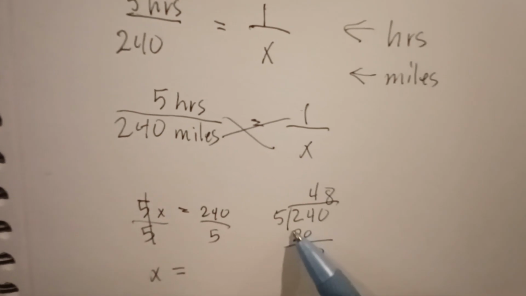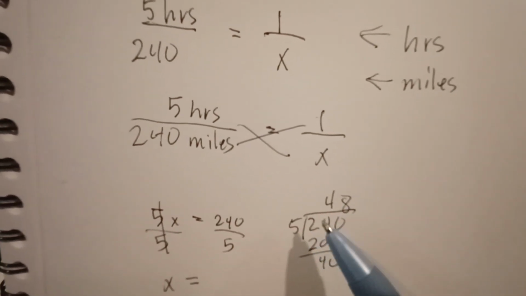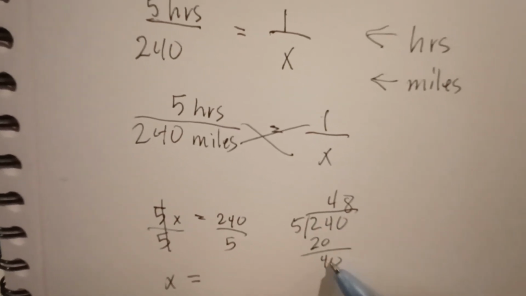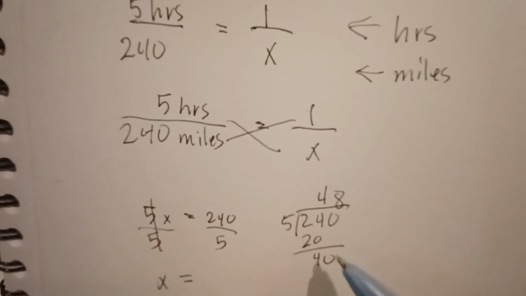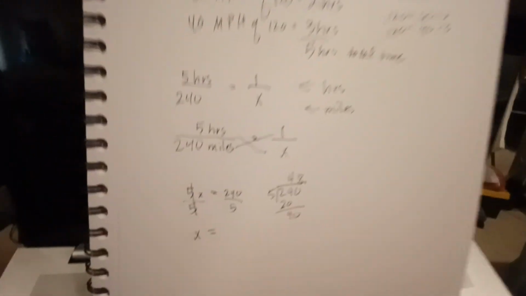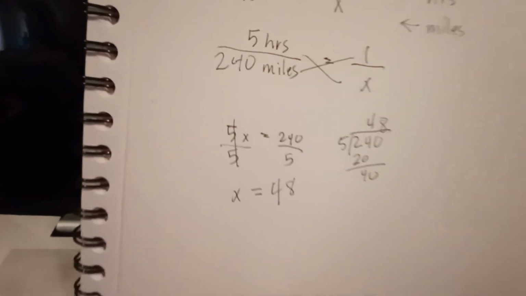So here I have 5 goes into 24 4 times, right? Which is 20. 5 times 4 is 20. Left over is 40. 5 goes into 40 8 times, right? Which is the total answer is 48. So x equals 48.